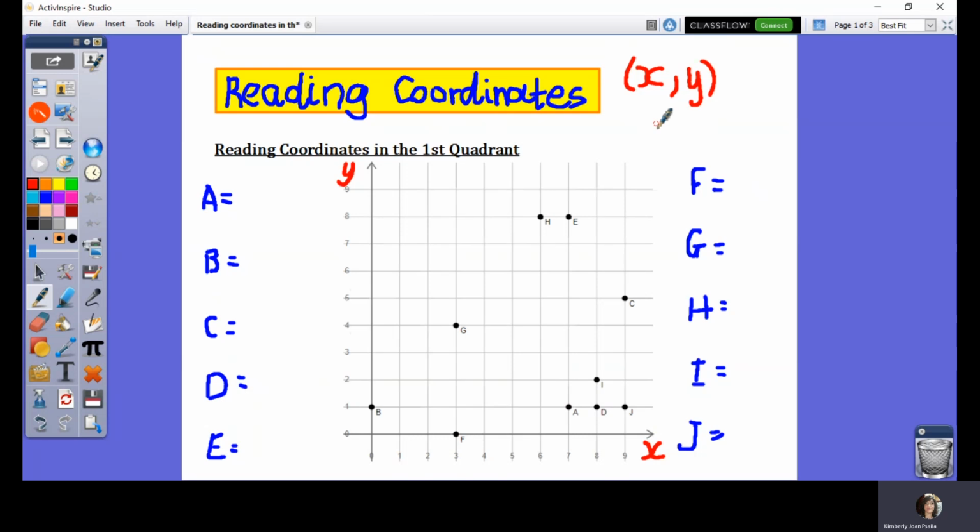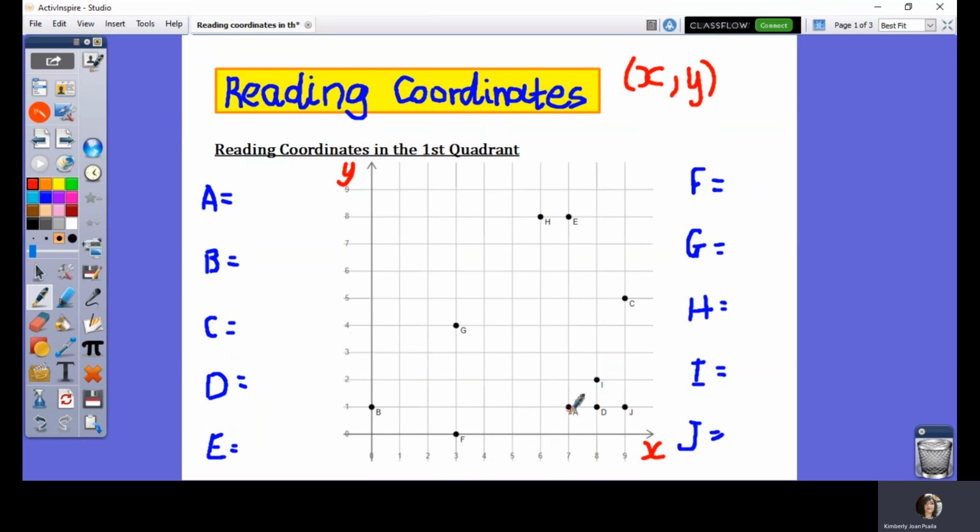It is called an ordered pair. You have to use brackets. The first number should be taken from the x-axis, comma, the second number should be taken from the y-axis. So let us start reading the positions of the letters.